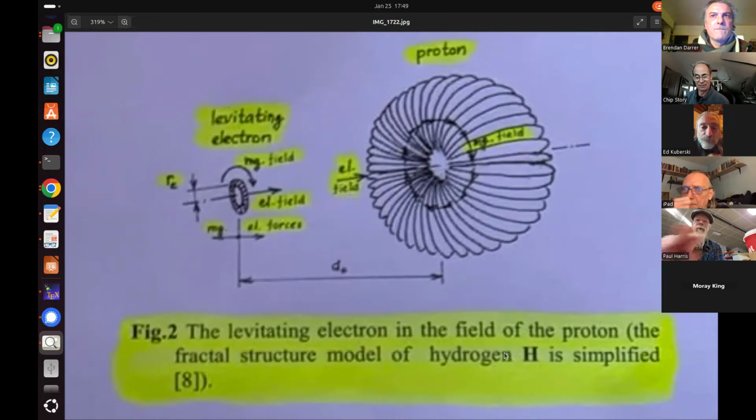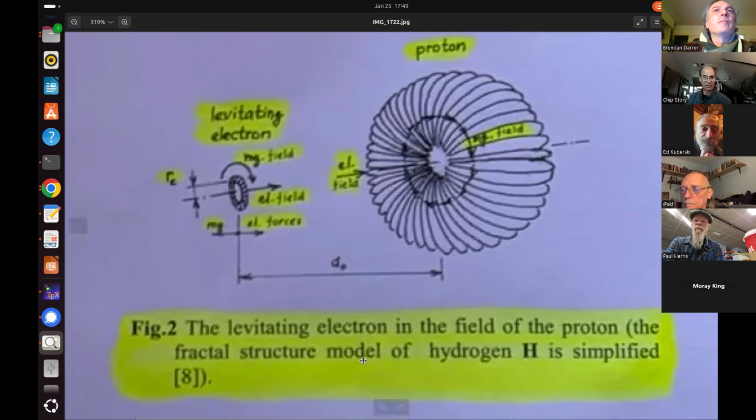Well, this is the hydrogen. So you've got the proton and the electron, and the electron is levitating. This is the most important part of this whole thing. It's at a distance, because I remember when Moray asked if it was levitating within the toroidal structure, but it's not. It's at that distance, d sub o, I think it is, or d sub e or whatever it is.